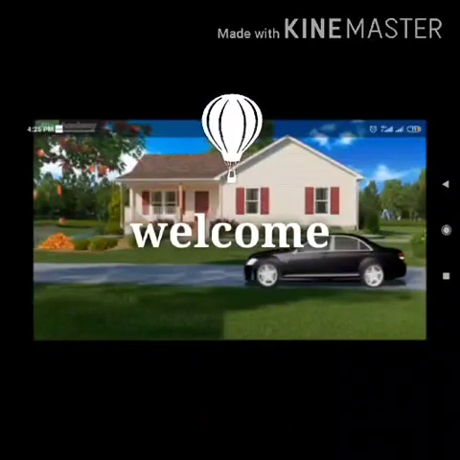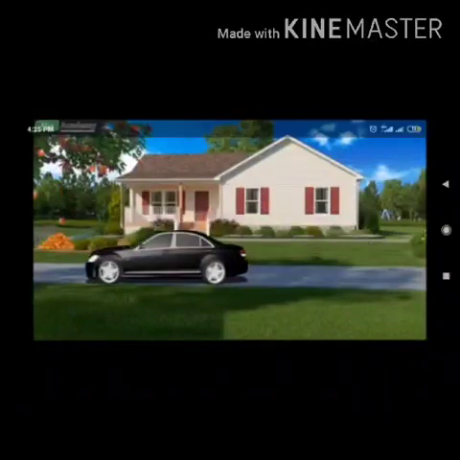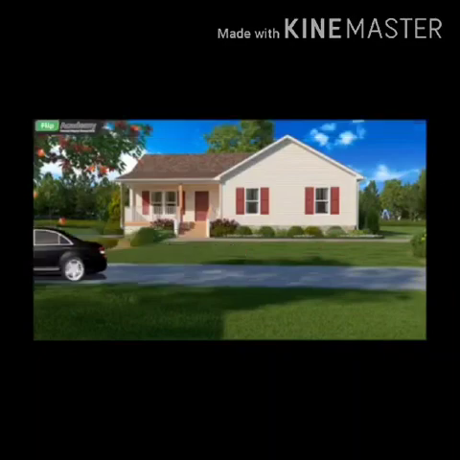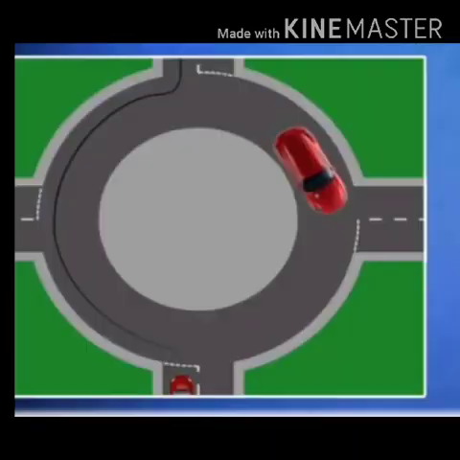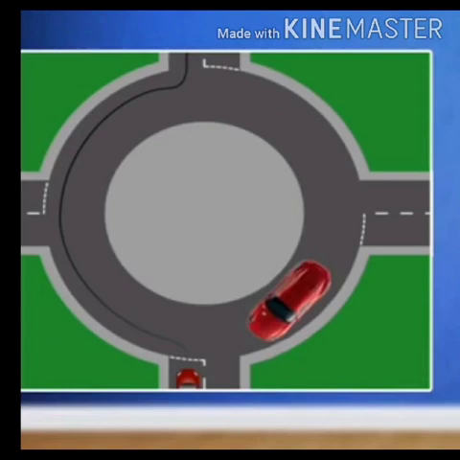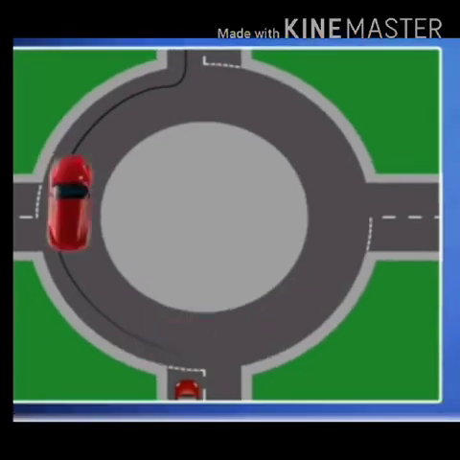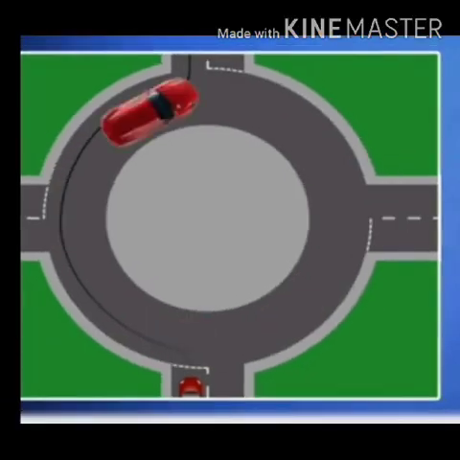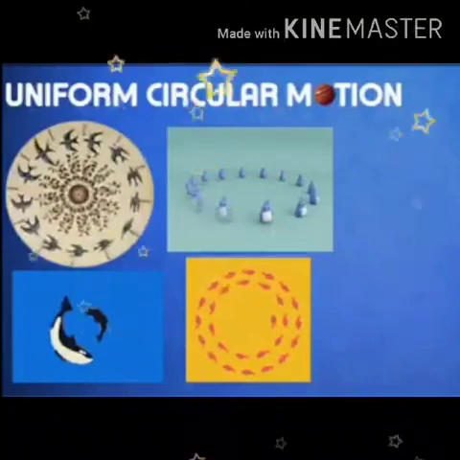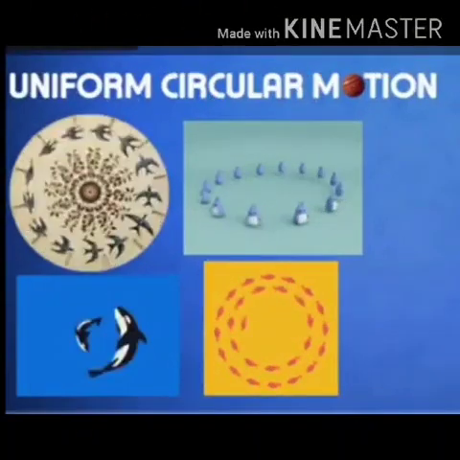Welcome friends. Up till now we have seen linear motion. Now look at this picture: a car moving along a circular path. Today we are going to see uniform circular motion.